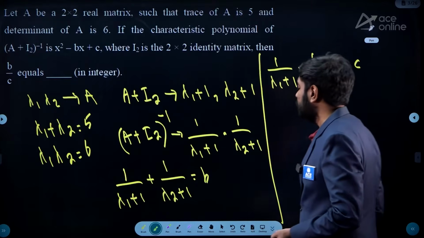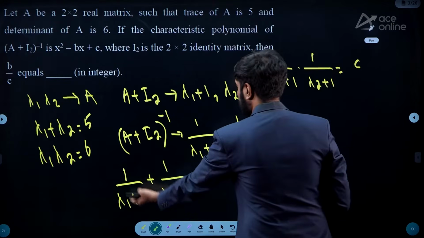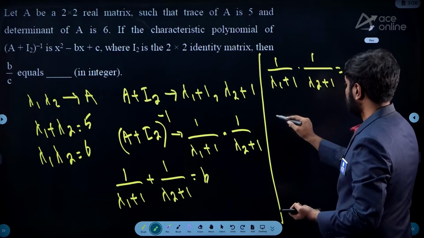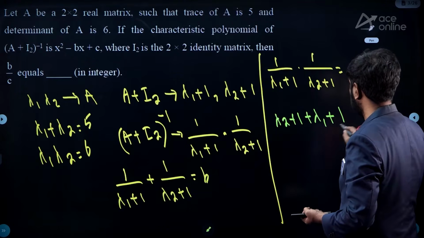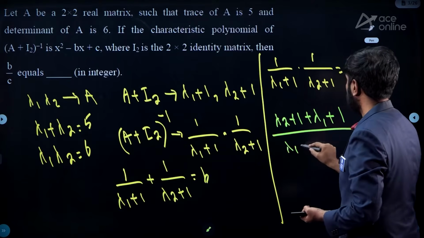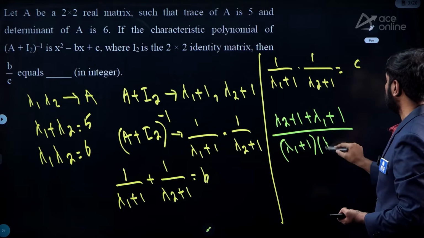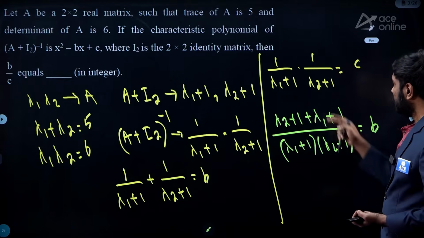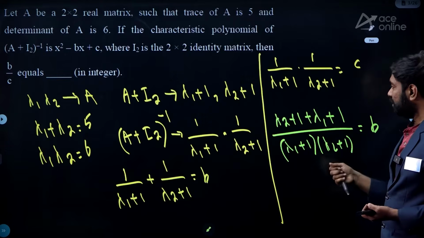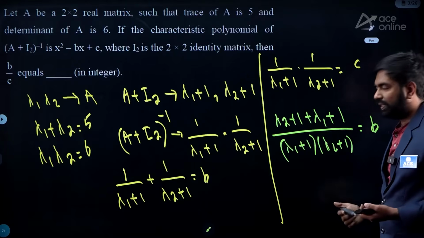If you try to simplify this part, there's a cross multiplication. With that you get (lambda 2 plus 1) plus (lambda 1 plus 1), and then the whole divided by (lambda 1 plus 1) into (lambda 2 plus 1). This has to be equal to b. Now you can see 1 by this is c. So 1 by this should be c.